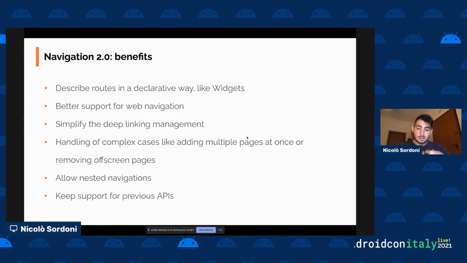Then a pain point was nested navigation, because in lots of cases there was the need to have a section of the app with a nested navigation approach. For instance, in a tabbed page, it happens that you have a tab with its own navigation stack, and it was not impossible, but very difficult to achieve. And an important goal that has been reached with the new API is to keep compatibility with the previous one. So you can evolve your application to 2.0 without breaking anything.